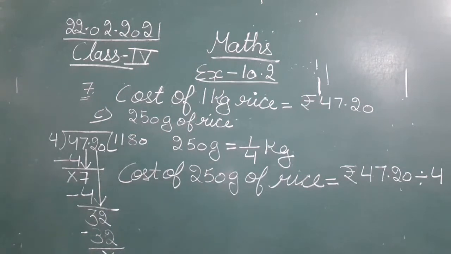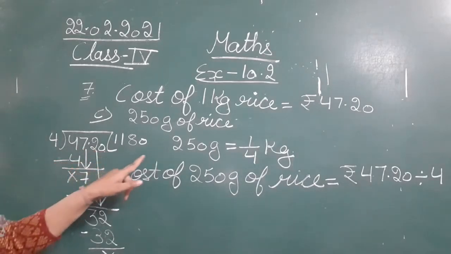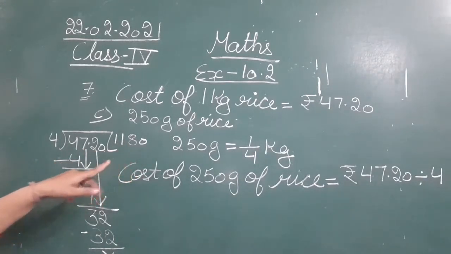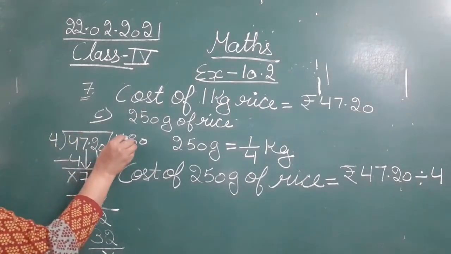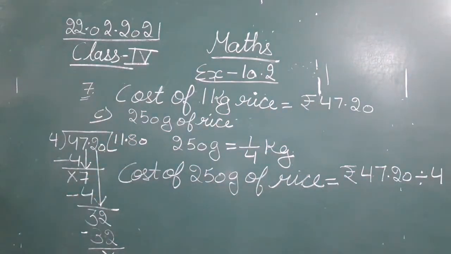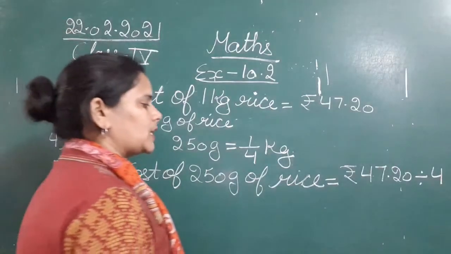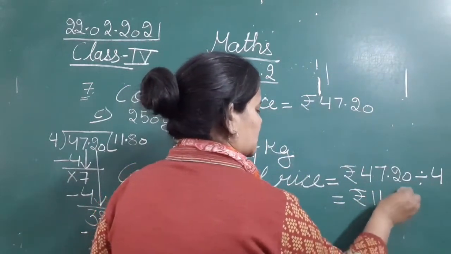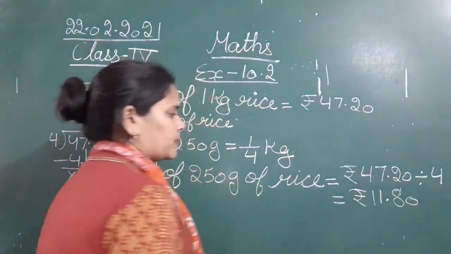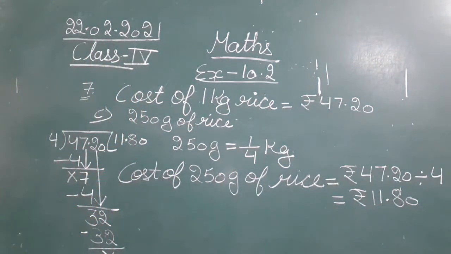Okay, but now still the solution is not completed yet. देखिए, in the question, after the decimal we are having 2 digits. So here in the answer as well, we will leave the two digits at the back and put a decimal here. Okay, so this is the cost of 250 gram of rice. So that means that is 11 rupees and 80 paise.